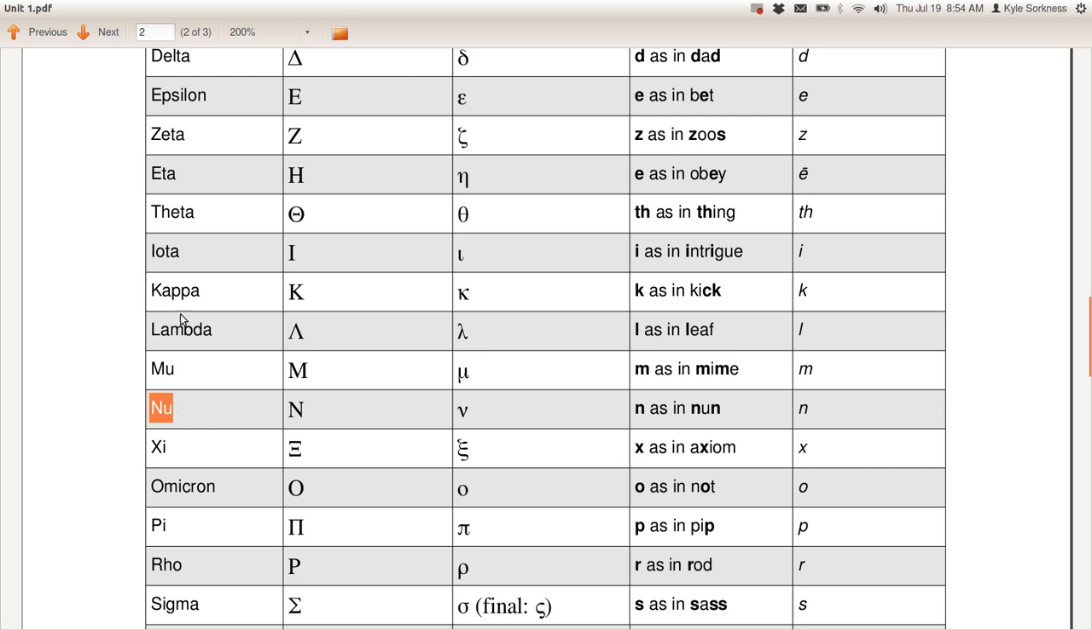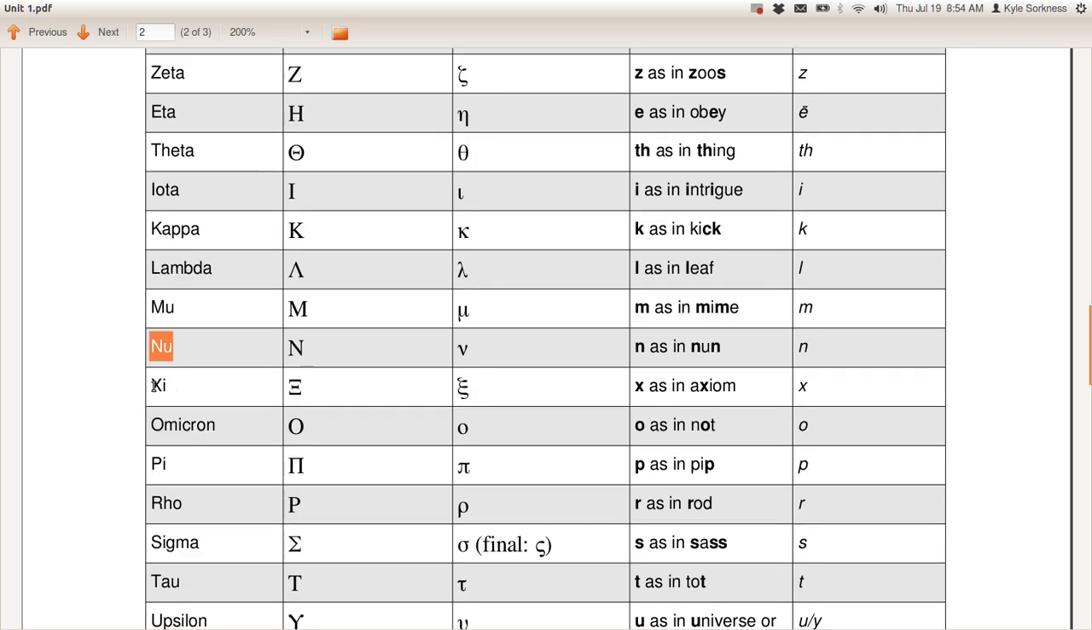I guess I got caught up. I just wanted to get to C so badly. So let's do nu quickly. I'm sorry for forgetting that. So after M comes N. So nu. Uppercase nu looks just like our uppercase N, and lowercase nu looks like our lowercase v.